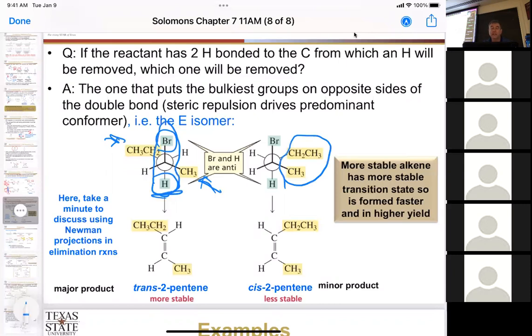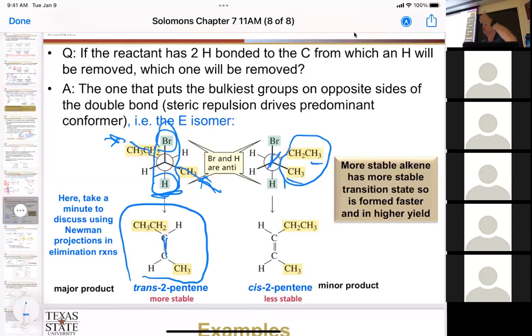And therefore our product here is going to give these two on opposite sides of the double bond, giving us our trans isomer in this case. And in these, the double bond is going to form here, and they're going to be locked in on the same side again.